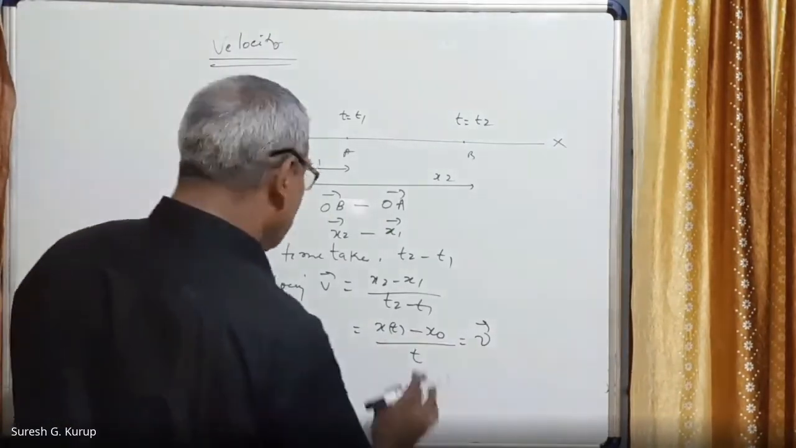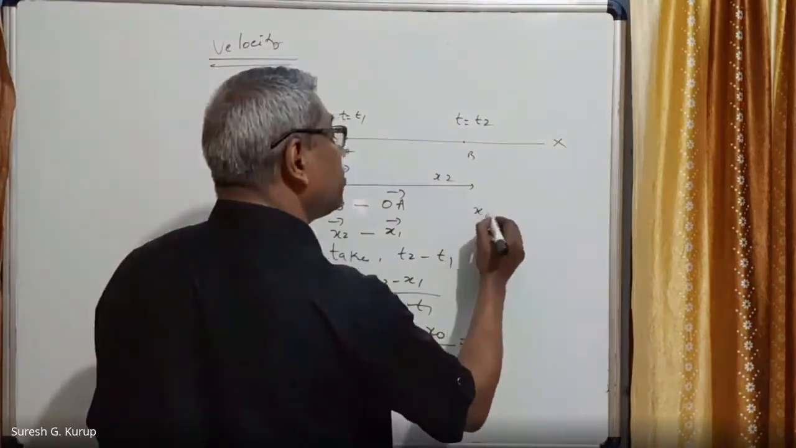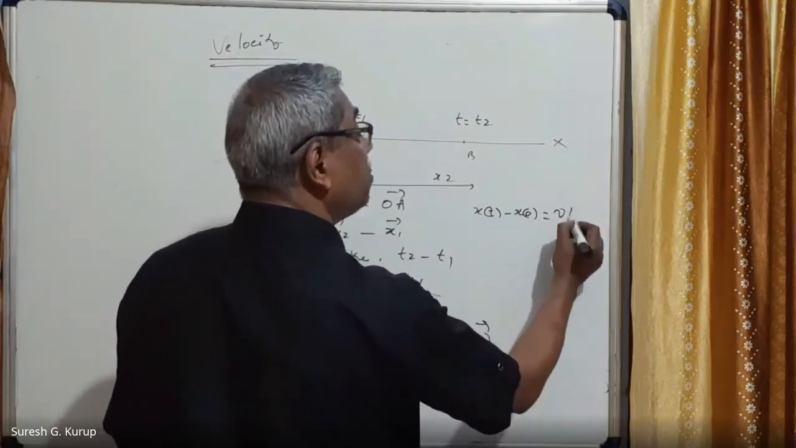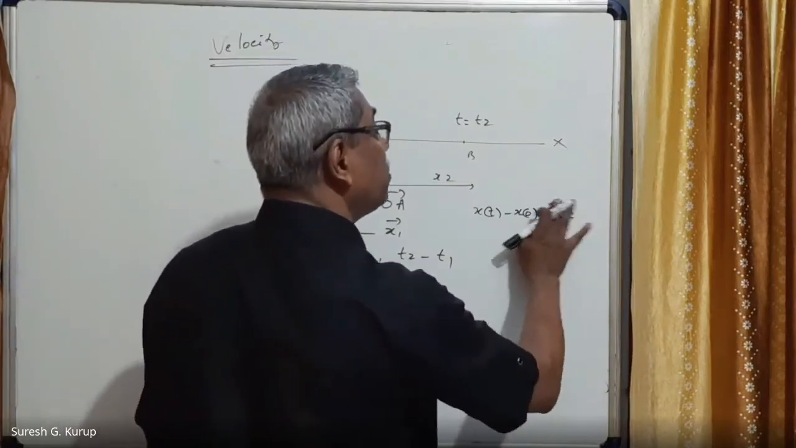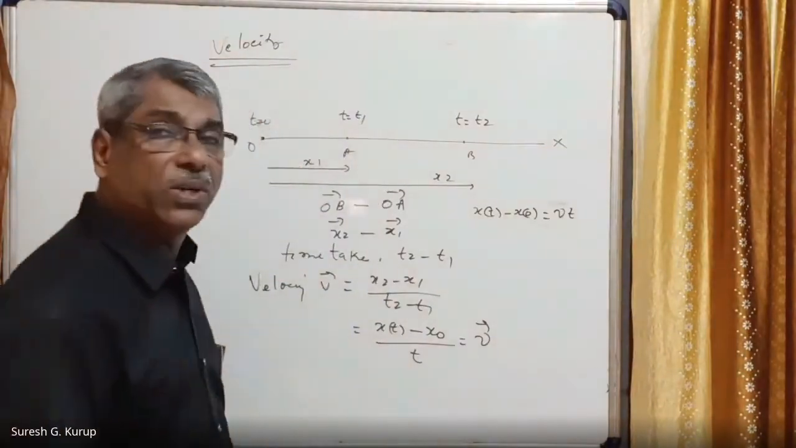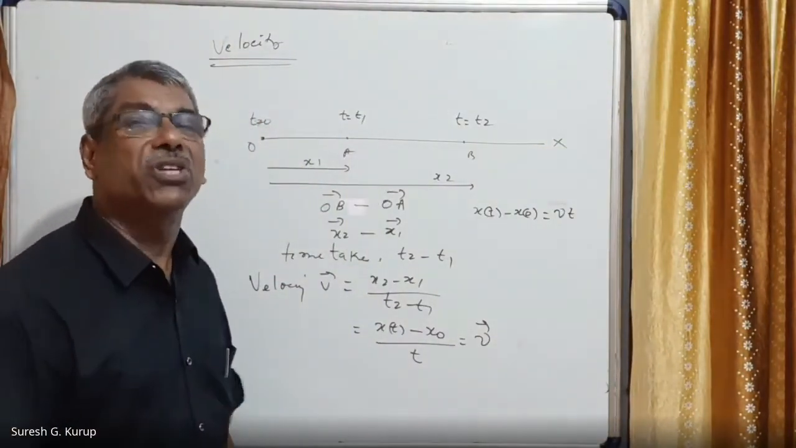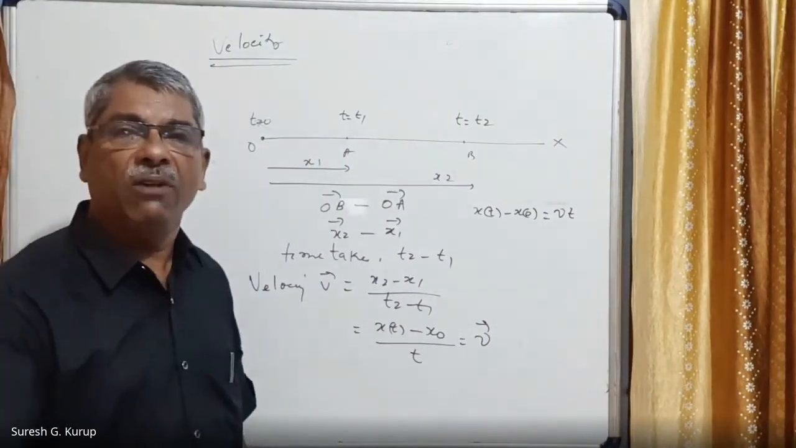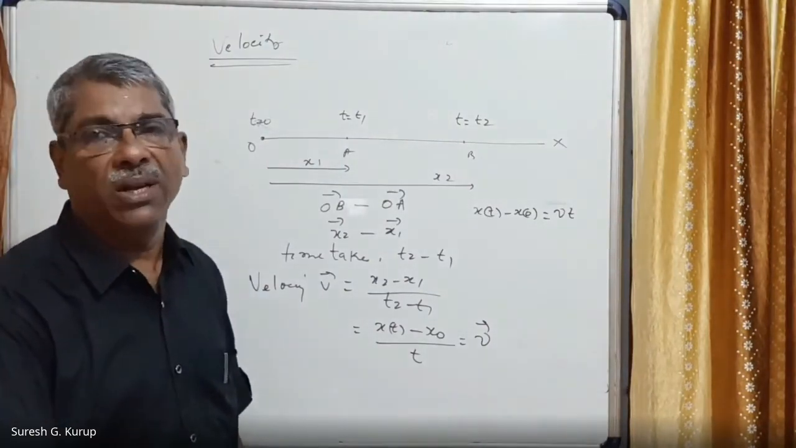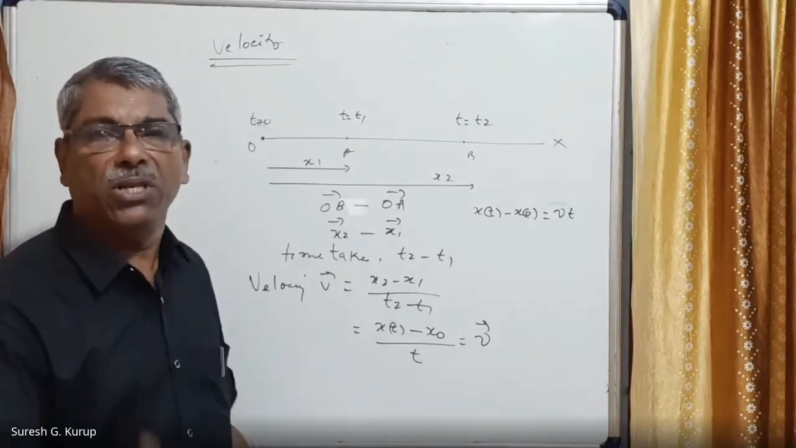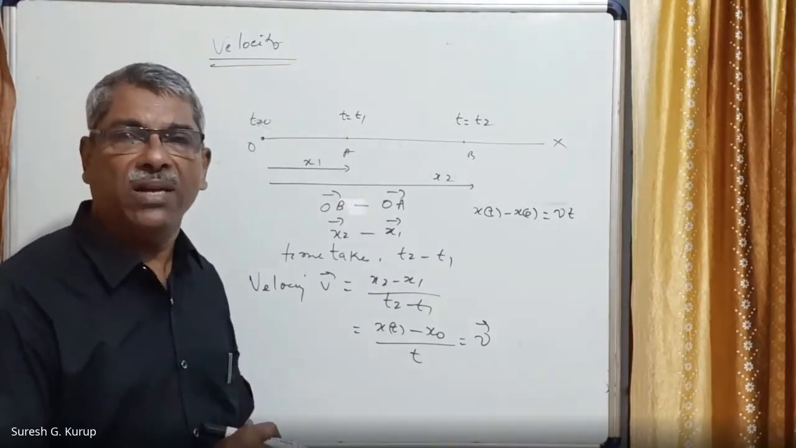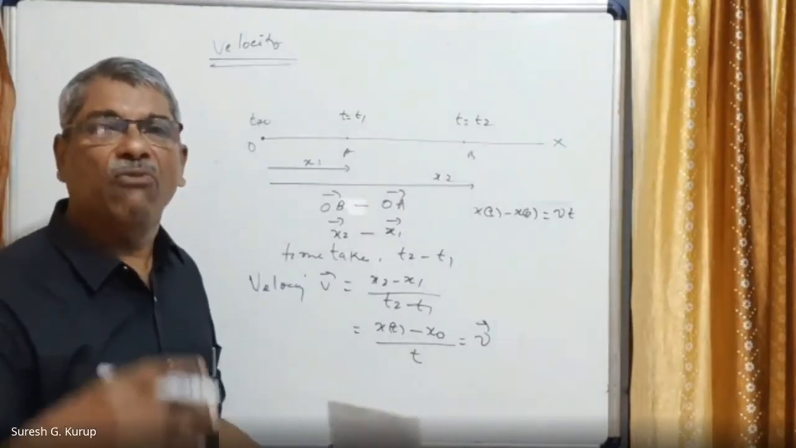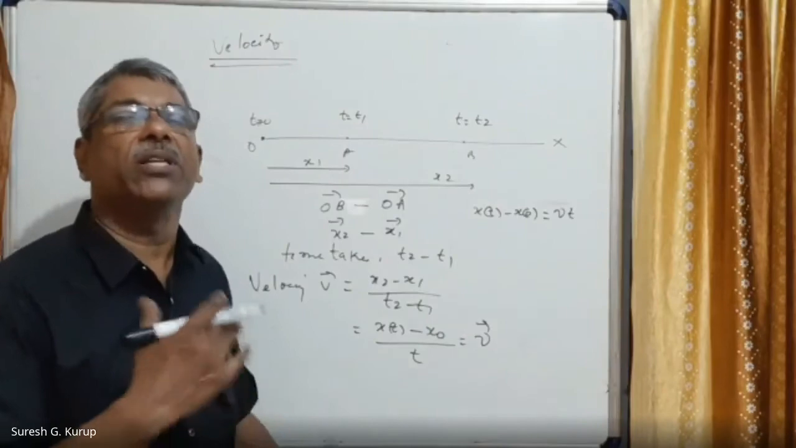So using this relation, we can write xt minus x0 is equal to v into t. Xt minus x0 is equal to what? V into t. This is position. So we are finding the position of the body at t is equal to 0, then we are finding the position of the body at t is equal to t. Displacement is equal to position at t minus position at 0, that means xt minus x0. Right? The displacement is final position minus initial position.